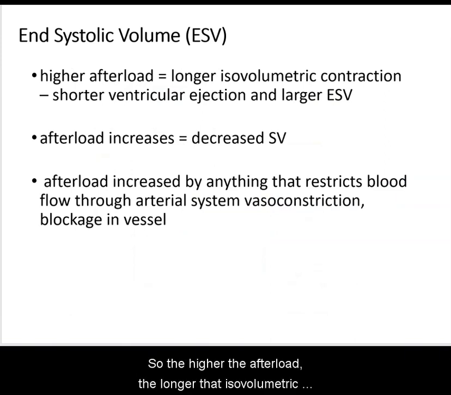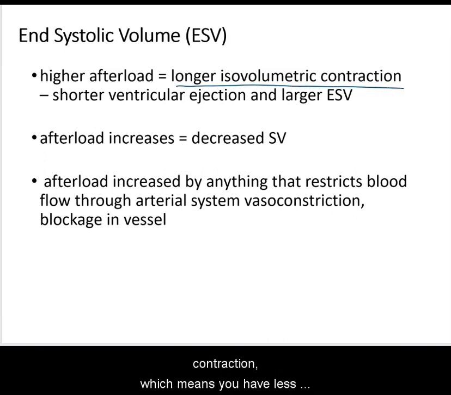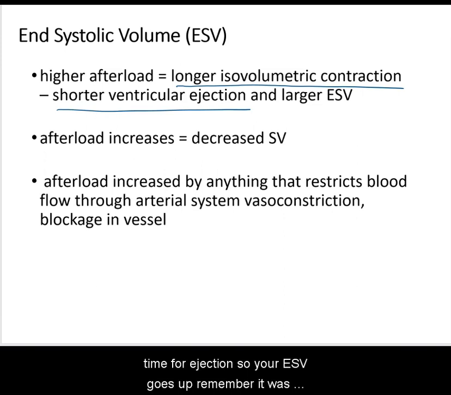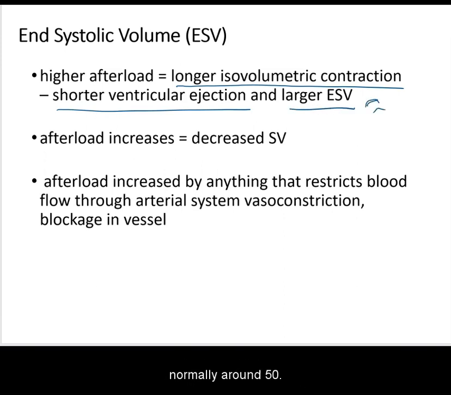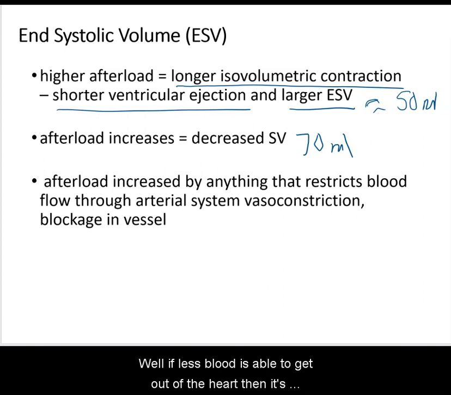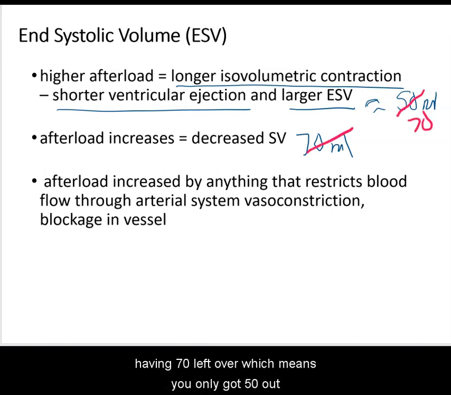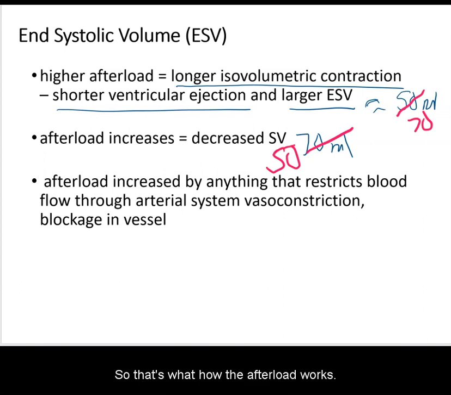So the higher the afterload, the longer the isovolumetric contraction, which means you have less time for ejection. So your ESV goes up. Remember, it was normally around 50 and your stroke volume was around 70. Well, if less blood is able to get out of the heart, then it's going to change, right? It could swap. Maybe you end up having 70 left over, which means you only got 50 out. So that's how the afterload works.